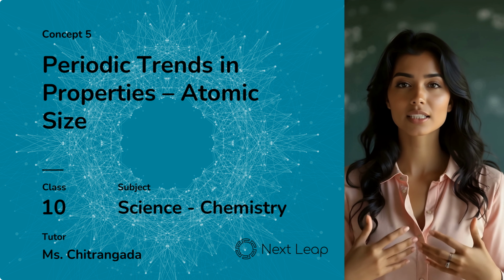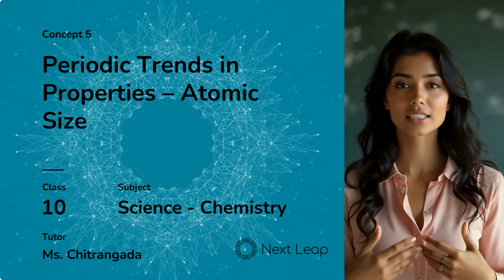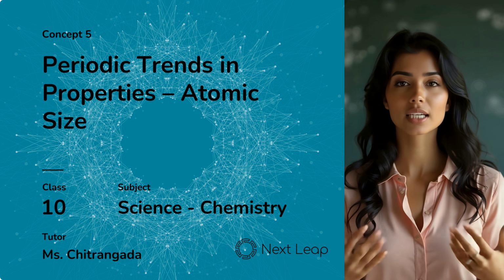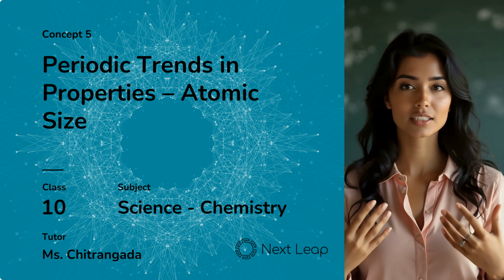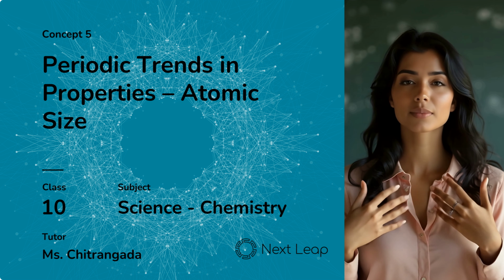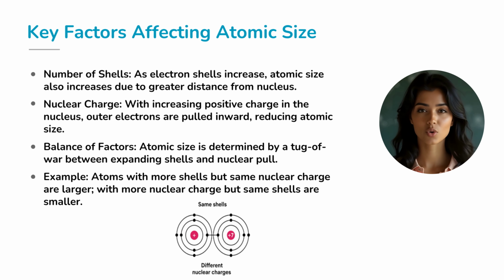Imagine the atom as a tiny solar system, the nucleus at the center, and the outermost electrons whirling around at a distance. That's what we are measuring. Now let's understand what really controls the size of an atom. There are two main factors.